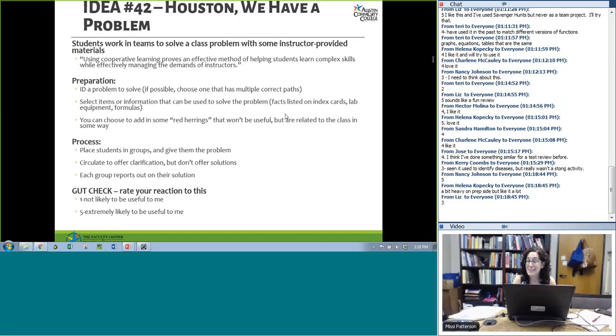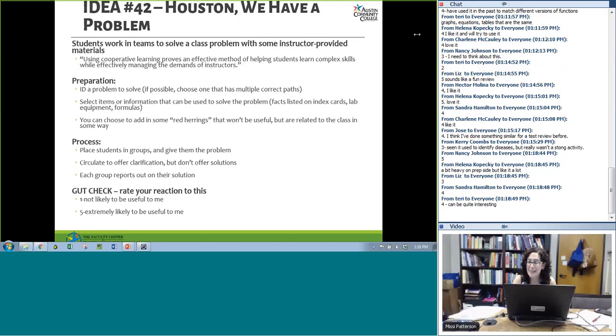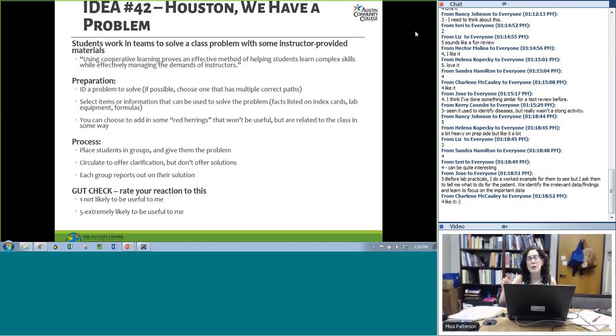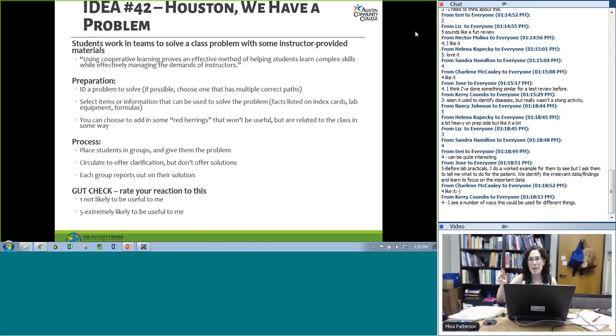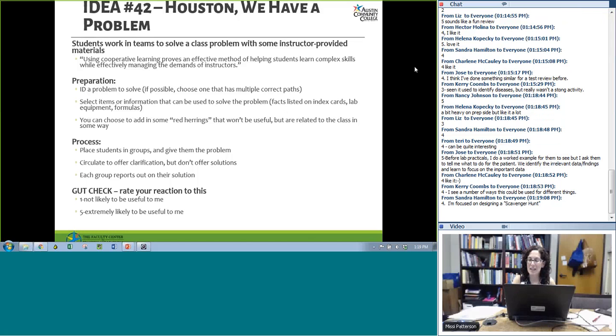Okay, so Helena says it's a little bit heavy on the prep side, but she likes it. Yeah, the cool thing is if you only give one problem, you only have to create 1 set of artifacts, and then you'll just distribute that to everybody. So that can make it a little easier. Nancy's liking it. Liz is kind of middling. Sandra's liking it. Terry says it could be interesting.